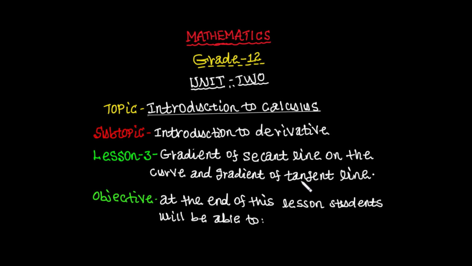ታይ ክላስ ላይ። እዚህ ደግሞ የምናወራው ሴካንት ላይን ኦን ዘ ከርቭ ነው። ሴካንት ላይን ኦን ዘ ከርቭ እና ታንጀንት ላይን ኦን ዘ ከርቭ። ግራዲያንታቸው ወይም ስሎፓቸው ሴካንት ላይን እና ታንጀንት ላይን ኦን ዘ ከርቭ what is the gradient or the slope or the rate of change ማለት ነው። so what is objective of this lesson 3?